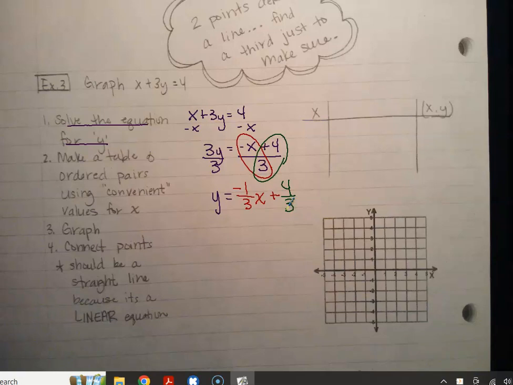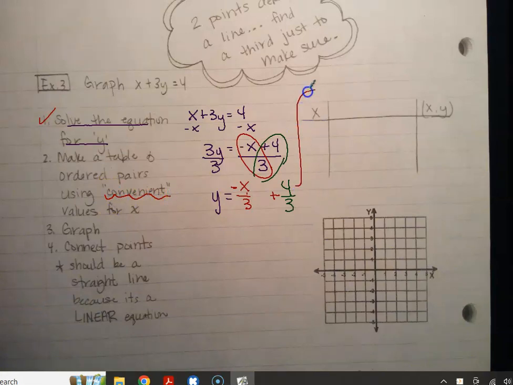We can do it. It might make more sense to have it as negative x divided by 3. So maybe let me rewrite that. That might have been too much of a leap for us. So let's make this negative x divided by 3. We can keep it like that. All right. So we have done step 1. We have solved the equation for y. Step 2 says make a table of ordered pairs using convenient values for x.